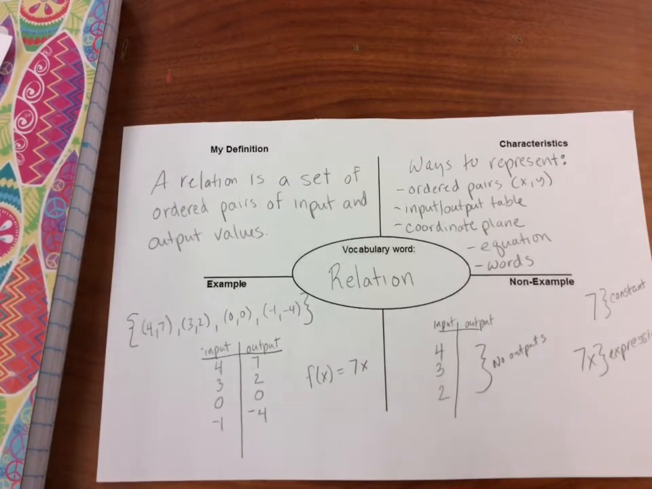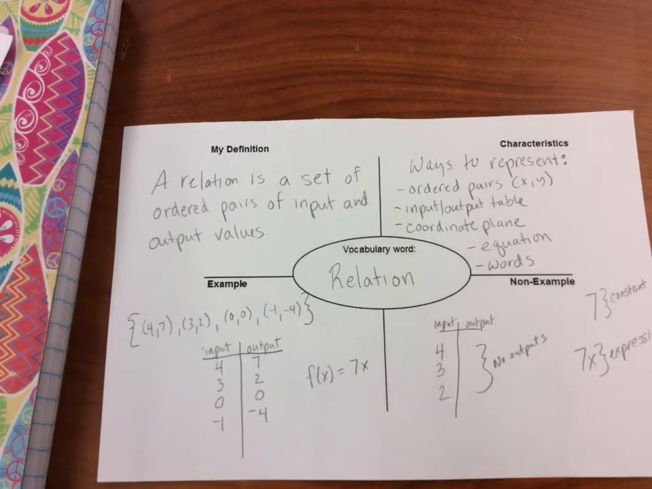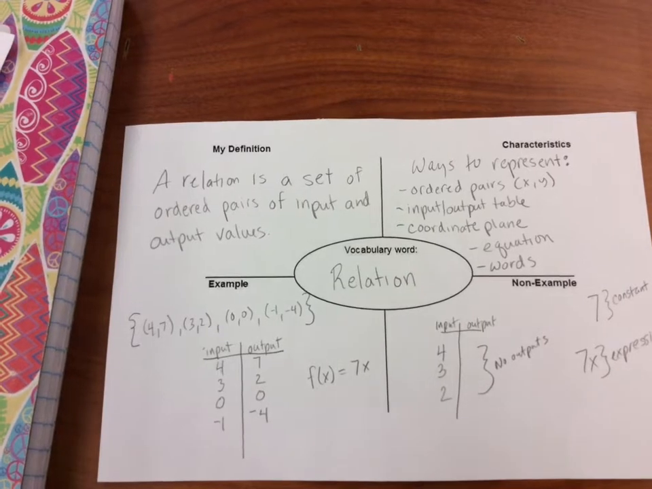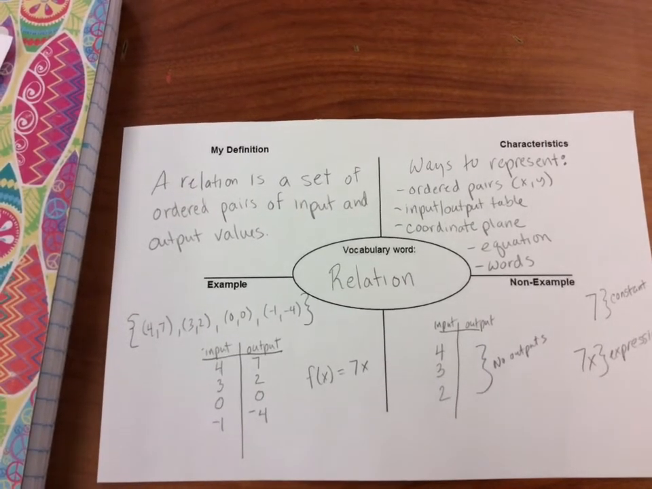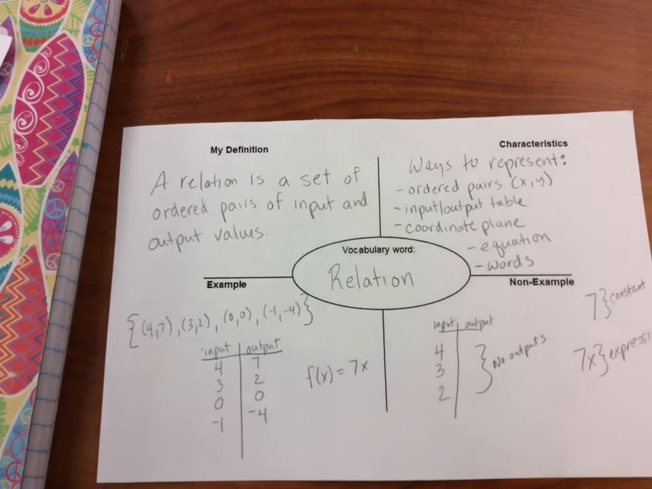All right. So go ahead and put that in your notebook. That's going to go as the first page in our notebook for this unit, and go ahead and glue that in. Put in your table of contents relation definition as the title for this page.